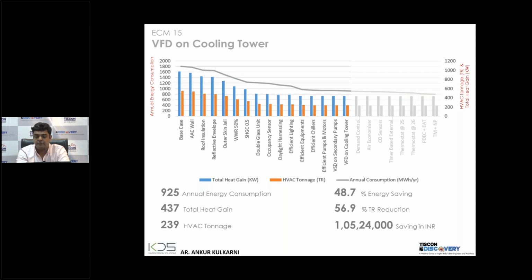So yes, percentage of energy savings went up to 48% because of VFD on cooling tower. Then demand control ventilation, air side economizers, CO sensors in the basement. Air side economizers is the same thing which we discussed. Free cooling, the 65 degree Fahrenheit concept, time based external lighting.